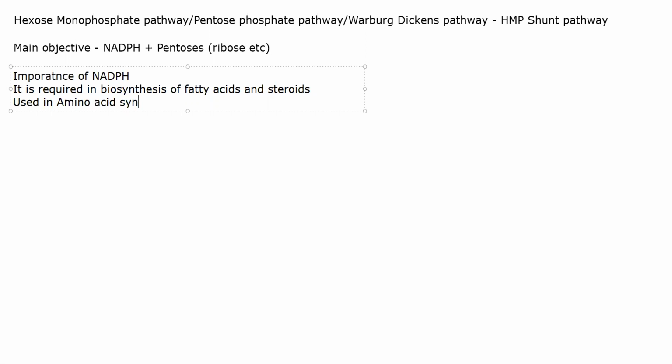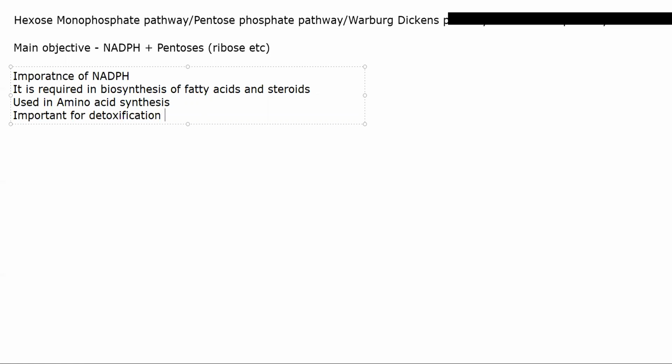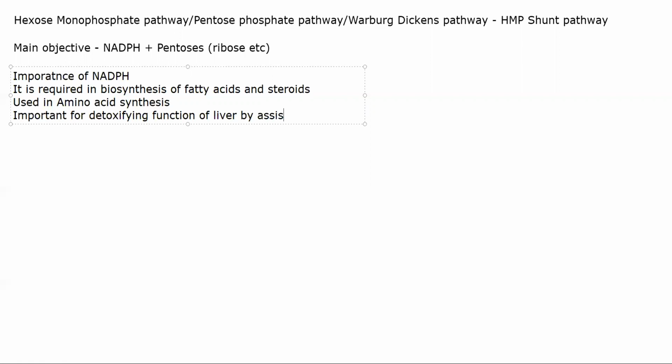Glutamate dehydrogenase requires NADPH for synthesis, and it is important for the detoxifying function of the liver by assisting the cytochrome P450 system.